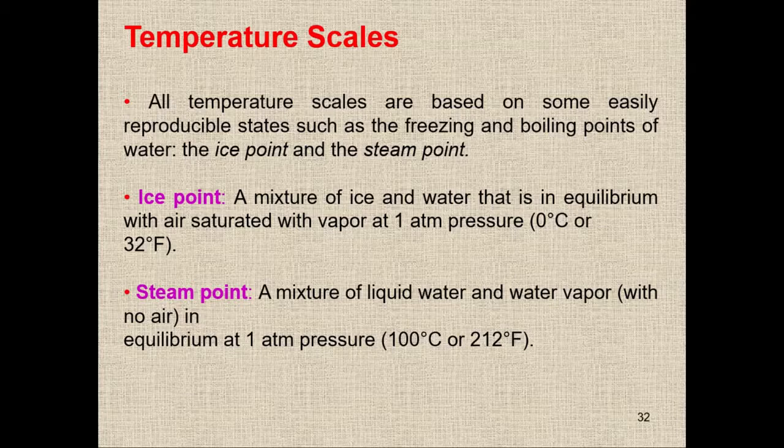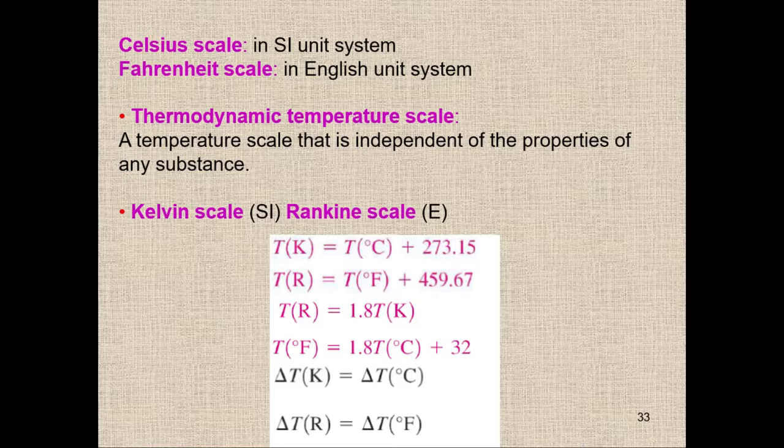So normally all temperature scales are based on some easily reproducible states. We have the ice point and the steam point for our scales. You know about these terms. We have the Celsius scale in the SI unit system, and the Fahrenheit scale in the English unit system. Then we have the thermodynamic temperature scale: a temperature scale that is independent of the properties of any substance is called a thermodynamic temperature scale.